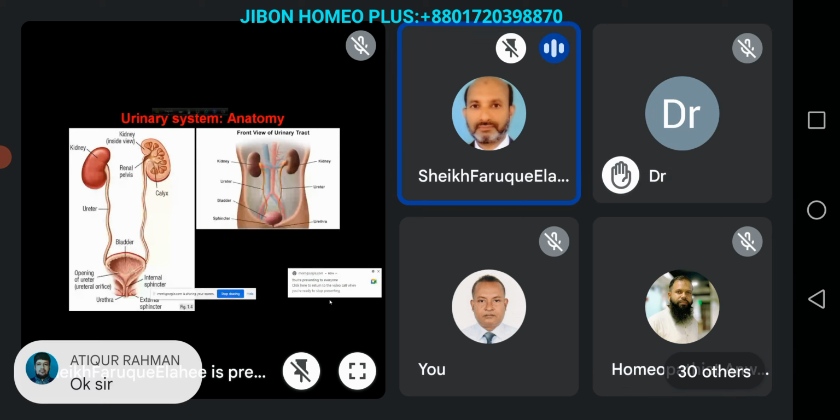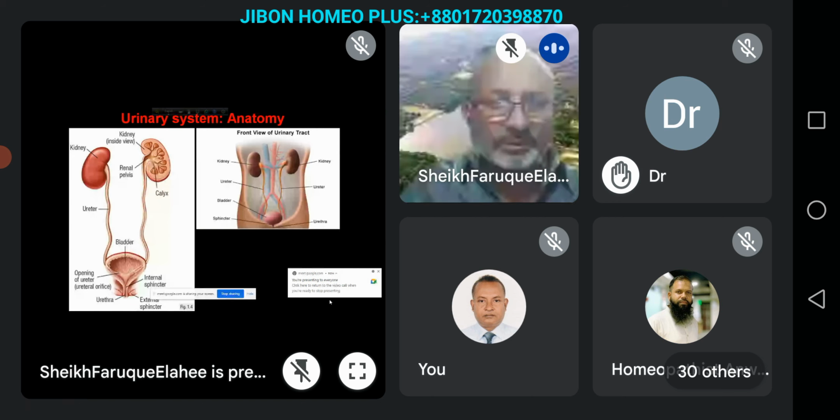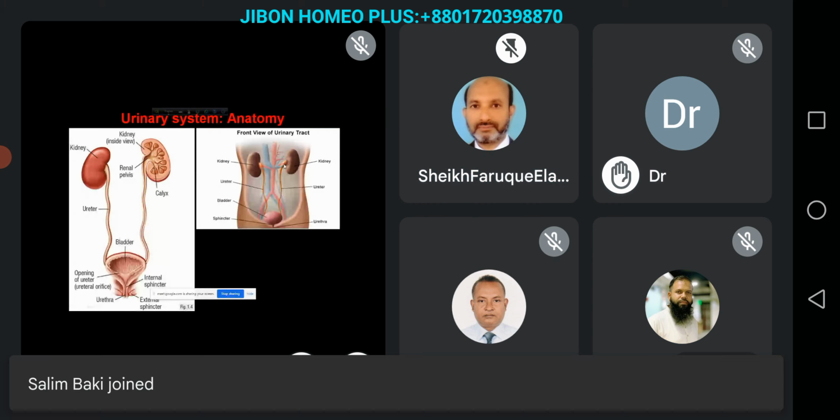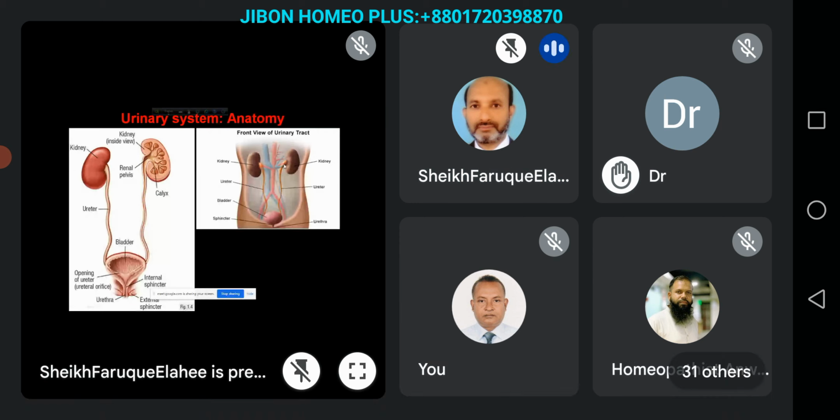So you have blood from the heart to the kidney to be filtered, and the kidney makes urine. This urine comes through the ureter, one ureter from each side, to the bladder, and it goes outside through the urethra.